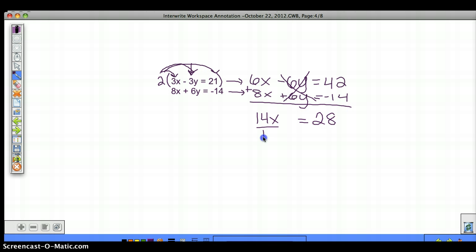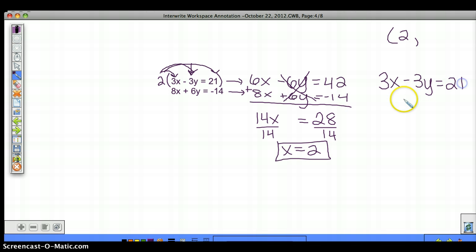Now to solve for x, I'm just going to divide both sides by 14. And we know that x equals 2. So we have the first part of our answer, x is 2. Now to solve for the second part, I'm just going to plug this in to my first equation. I'm going to actually plug it into the original equation. So I am going to plug in 2 for x.